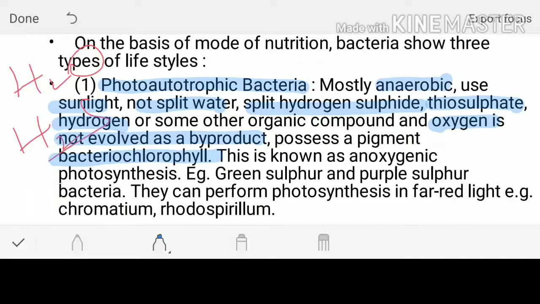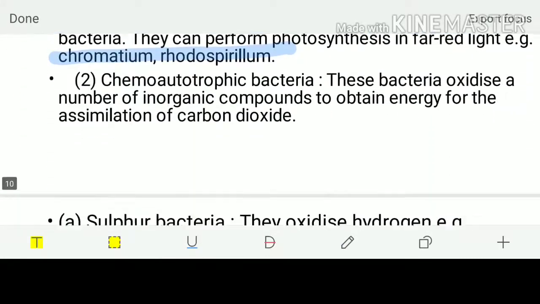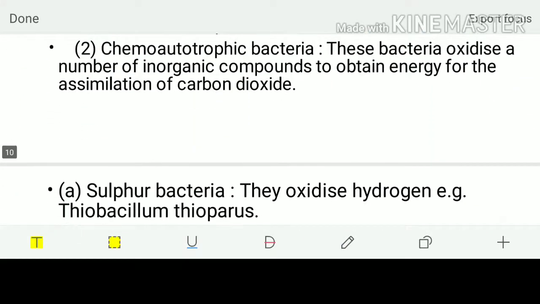One of the most important examples of photoautotrophic bacteria is the green sulfur and the purple sulfur bacteria. They can perform photosynthesis in far red light as well. The examples are Chromatium and Rhodospirillum. Now dealing with the second one, it's called chemoautotrophic bacteria.